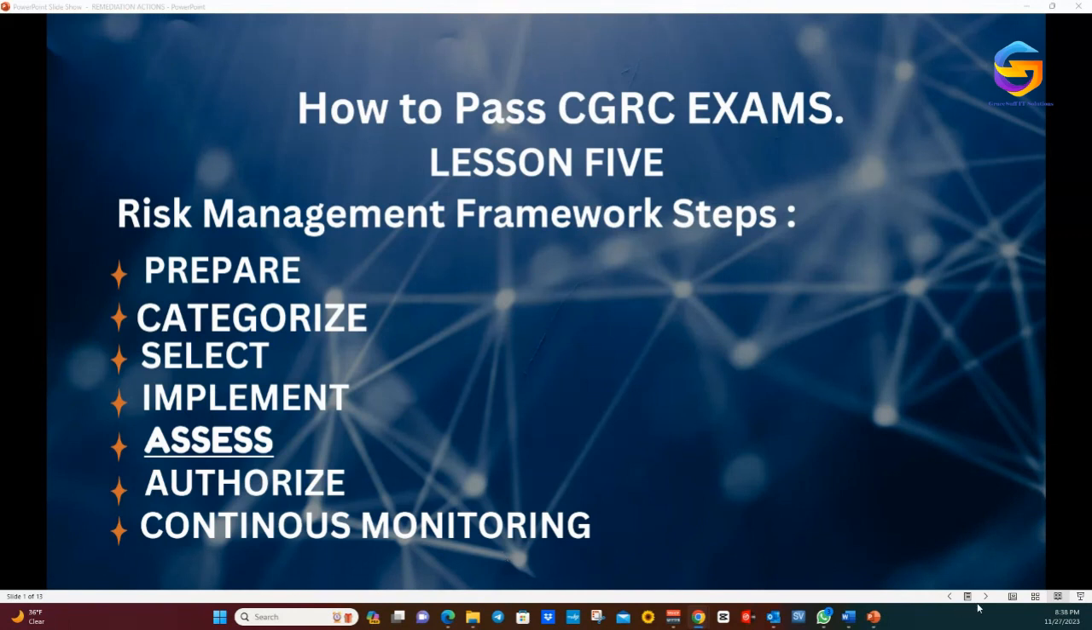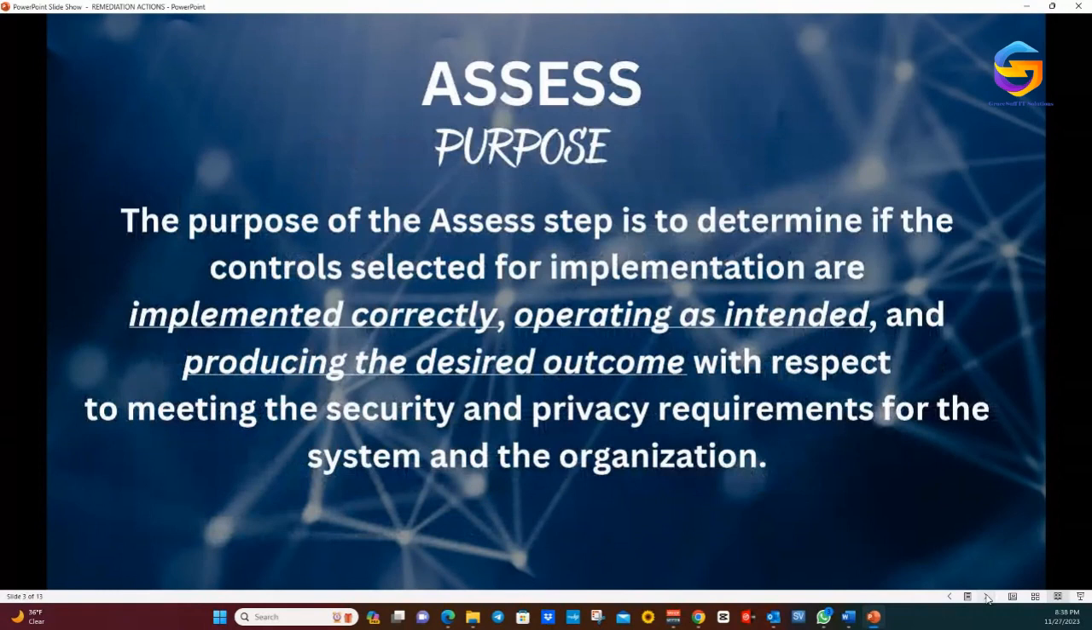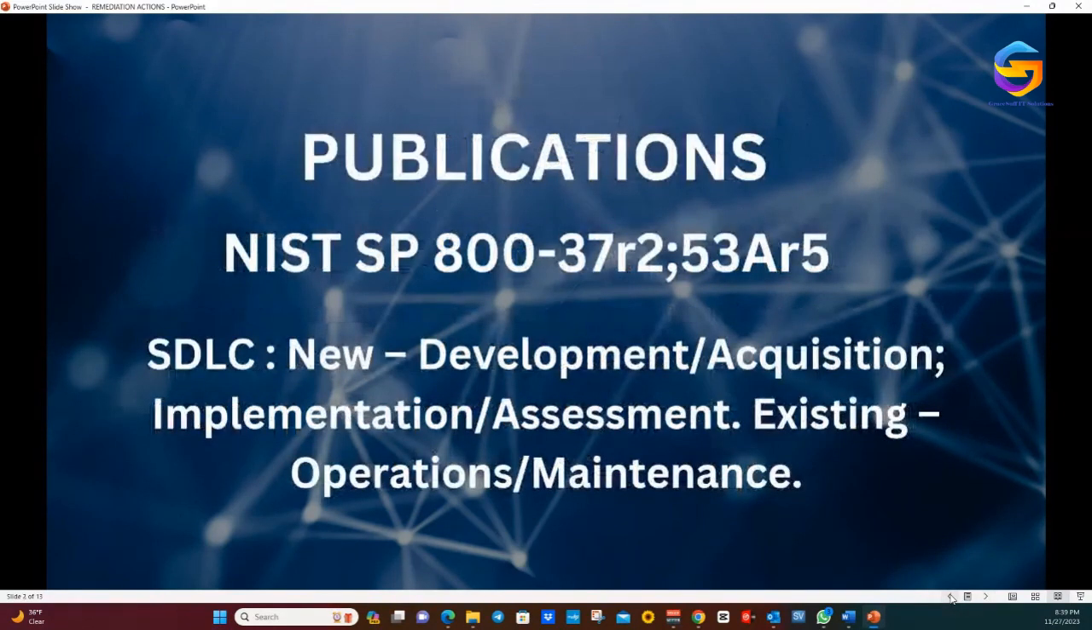Again, you want to know the purpose of the assessment. Why must we do the assessment? It's very important. The purpose of the assess step is to determine if the controls selected for implementation are implemented correctly, operating as intended, and producing the desired outcome with respect to meeting the security and privacy requirements for that system and the organization. We've already looked at that, so you can catch the explanation in our previous videos.